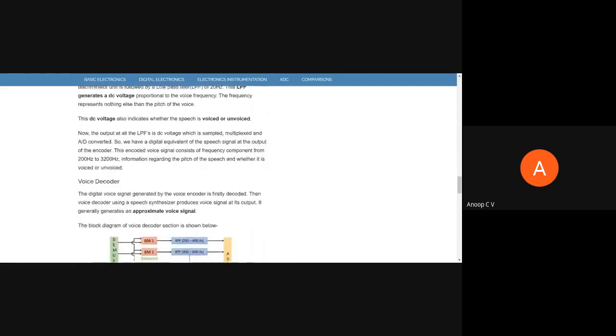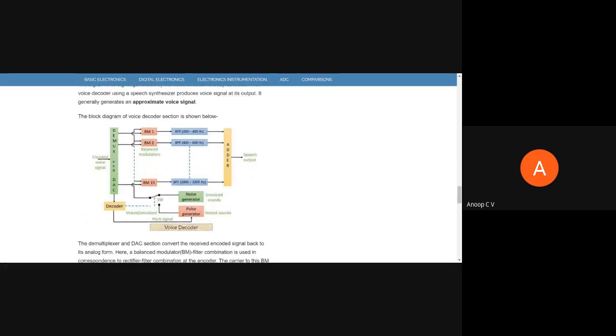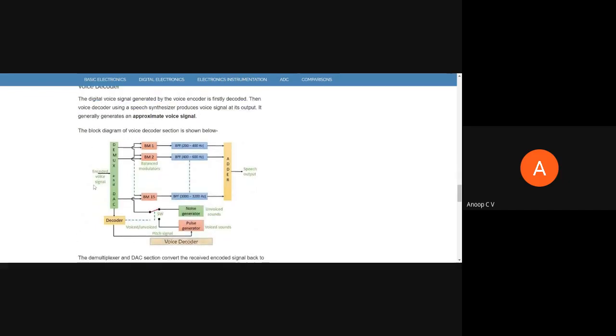Then decoding is again simple. In this encoded voice signal, if you remember, we have amplitude information of different frequencies, and we also have the frequency of the voice. So these amplitude informations will be modulating different frequency carriers. BM1, BM2, etc., up to BM15 are balance modulators, right? Those DC levels will be modulating these balance modulators. Balance modulators are nothing but sinusoidal generators whose envelope will vary accordingly; the frequency is fixed.